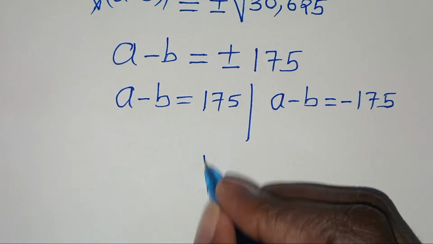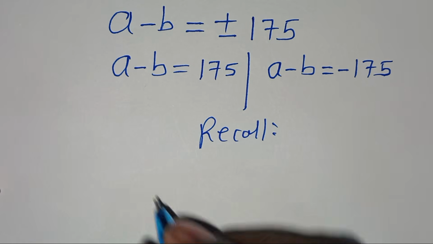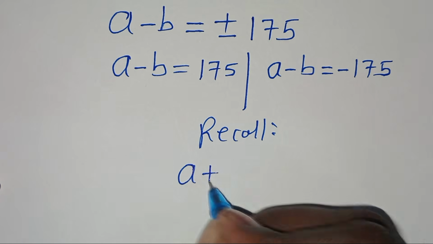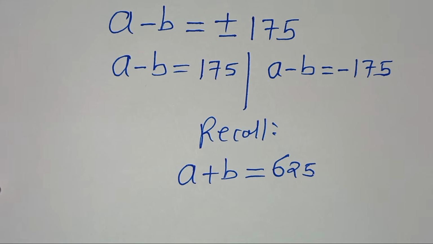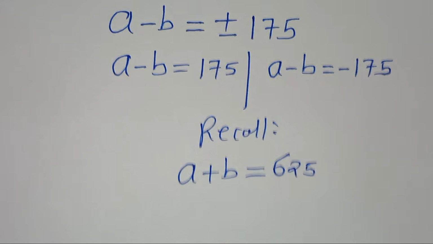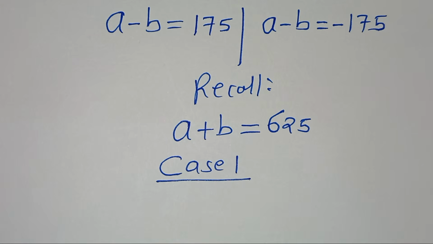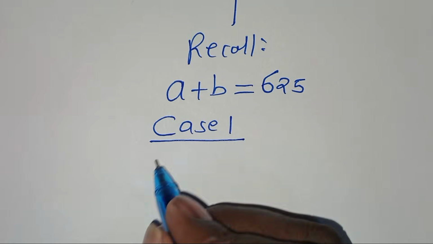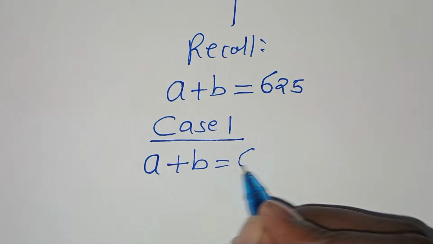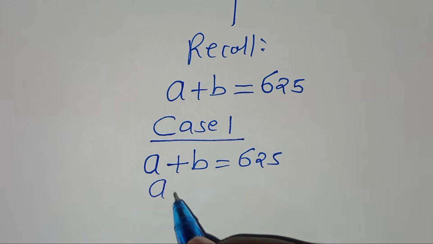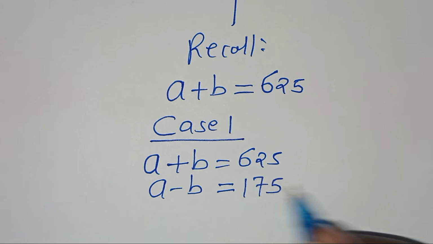Now, if you recall from equation 3, a plus b is equal to 625. Now, let's start with case 1. In case 1, we have a plus b equal to 625, then a minus b equal to 175.